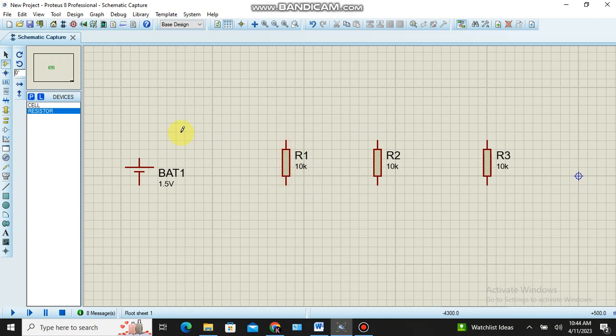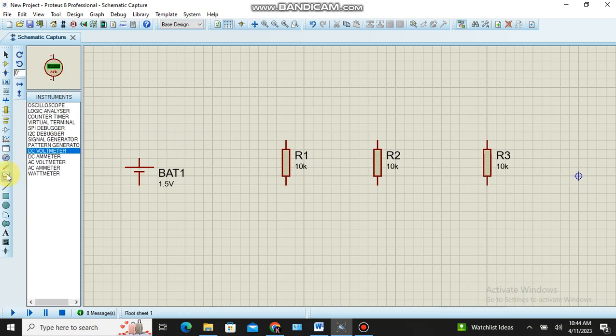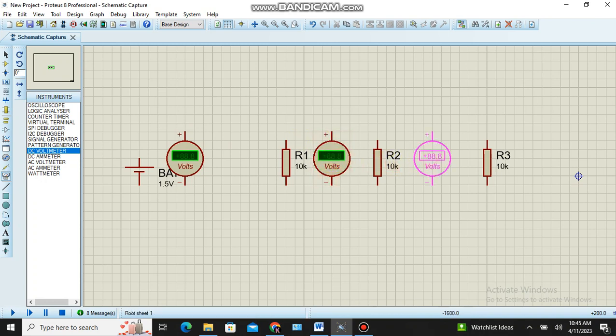Okay, so we need a DC ammeter and voltmeter. We go to the instruments. First we have to select the voltmeter. So I want to measure the voltage across the input source. So one voltmeter I connected here. Another voltmeter I want to measure across R1. Another voltmeter across R2. Another voltmeter across R3. Kindly remember, all the voltages will be the same.